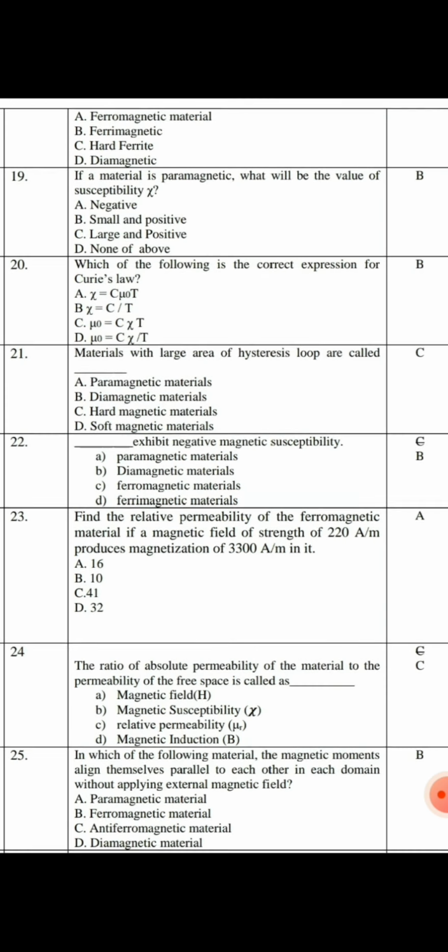25. In which of the following materials do the magnetic moments align themselves parallel to each other in each domain without applying external magnetic field? Options are option A, paramagnetic material, option B, ferromagnetic material, option C, antiferromagnetic material, D, diamagnetic material. So the correct answer is B, that is ferromagnetic material.